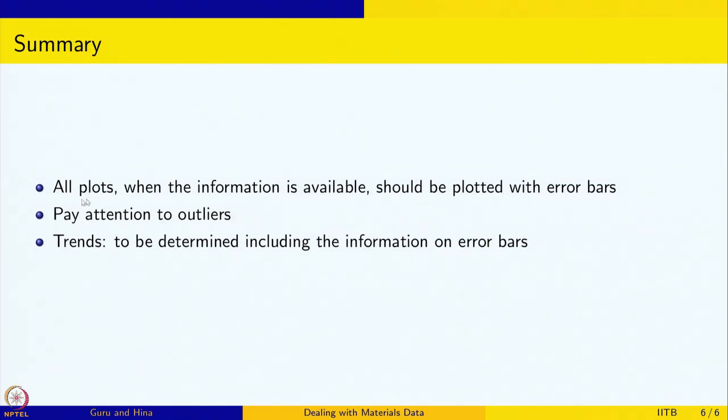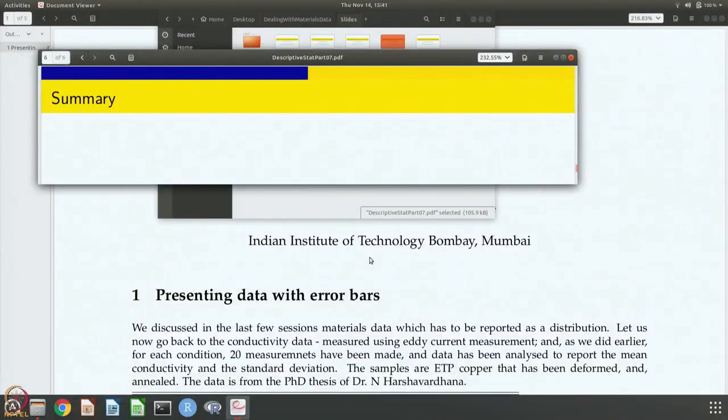Okay? So all plots, when the information is available, should be plotted with error bars. If you have information on standard deviation, which you would generally have, you should always put the error bars in the plots. It is incorrect to plot without error bars, and I will show you why and how. And one should always pay attention to outliers. And when we look at trends in the plots, we should look at the information that is coming from error bars also to interpret the results. So, this is what we are going to learn from this session, and we are going to learn that by doing the analysis in R. So, let us do that.